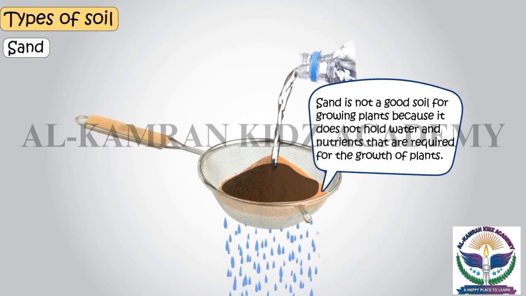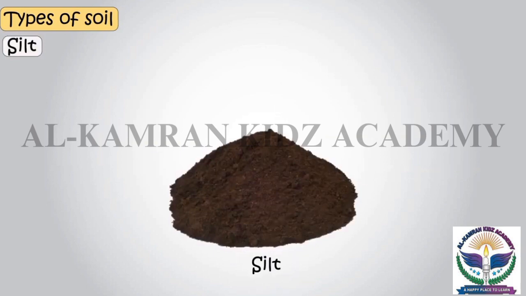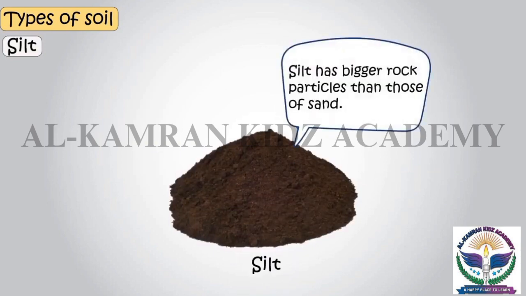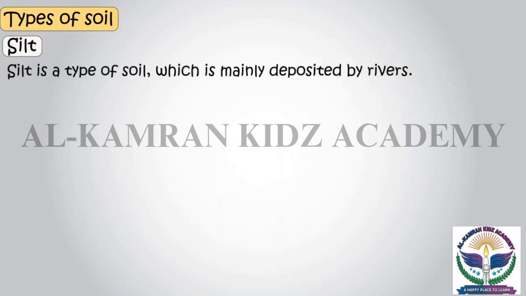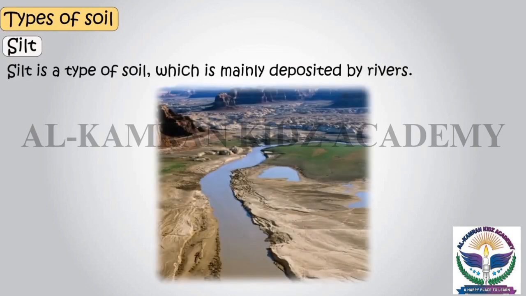Now let's see another type of soil, which is called silt. Silt has smaller rock particles than those of sand. It holds some water in contrast to sand, which does not hold any water. Silt is a type of soil which is mainly deposited by rivers. Let's learn more about it.